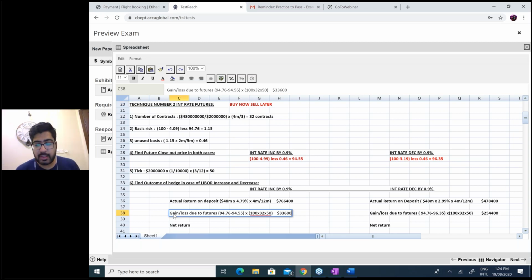So come here to the gain or loss on futures calculation. The strategy is buy now, sell later. I'm just mentioning for your reference, buy now is B, and sell later is S. So buy now for 94.76 and sell later for 94.55. Buy for 94.76 higher and sell for 94.55 lower. It's a loss. Loss will reduce return. Deduct it.